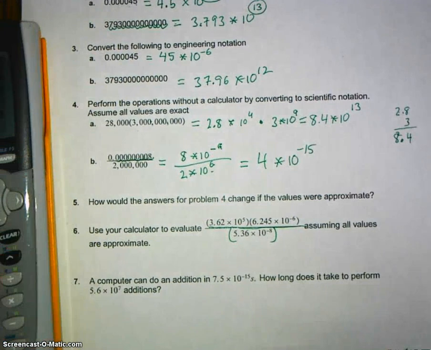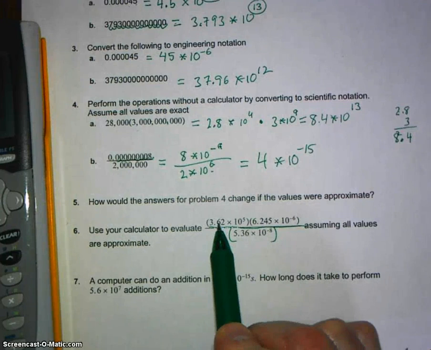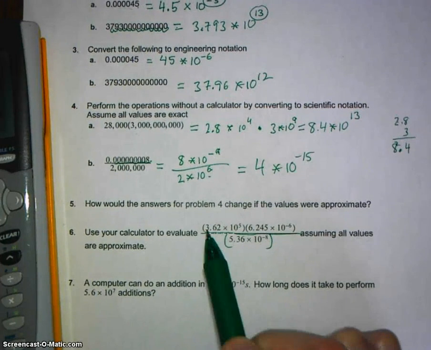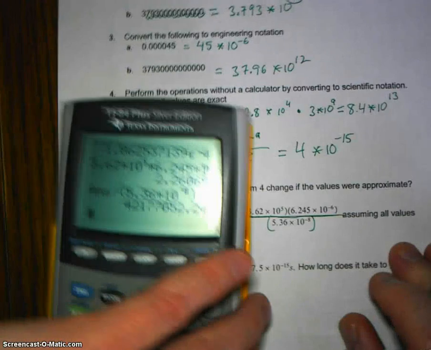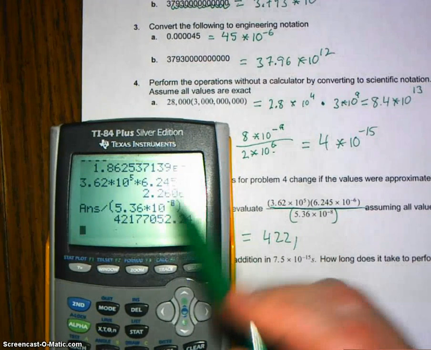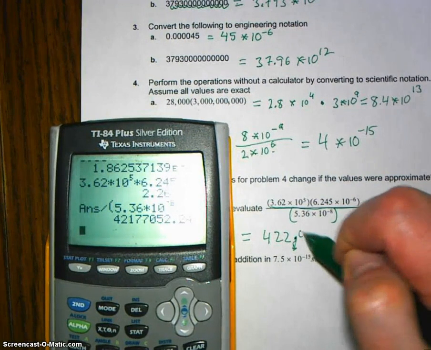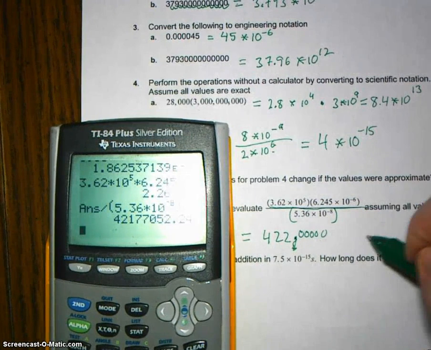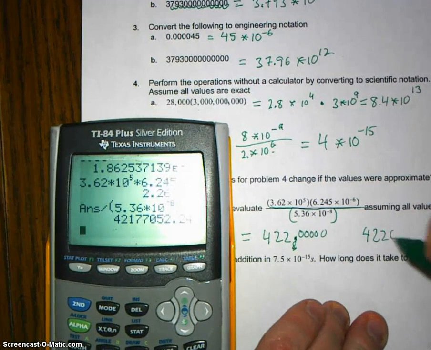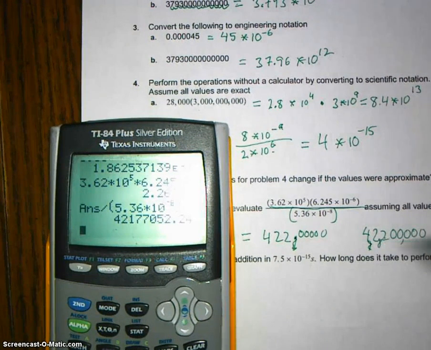So it said, use your calculator to evaluate, assume everything is approximate. So I've got 3 sig figs there, 4 and 3. So I can only give 3 sig figs. So I've got to call it 422, comma, I don't know if the comma goes there. It does not go there. 5 zeros. I don't like the way that looks. I'm going to rewrite it. 422 with 5 zeros. The comma goes there. Sorry about that. That's ugly. Can't put the comma in the right spot.